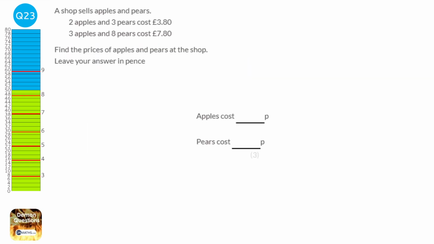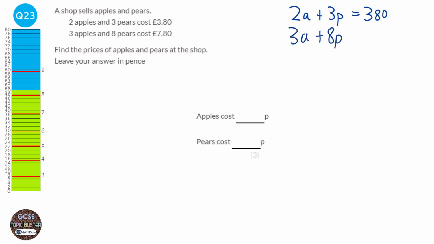So this question is a simultaneous equations question, and so we're going to have to write down some equations. So it says 2 apples and 3 pears cost £3.80. So 2 apples, I'm going to call it A for the price of an apple, plus 3 pears, so 3p, cost £3.80. Now I'm going to do this as 380 just because it's easier to work with integers rather than decimals. And it says 3 apples, so 3a, plus 8 pears costs £7.80.